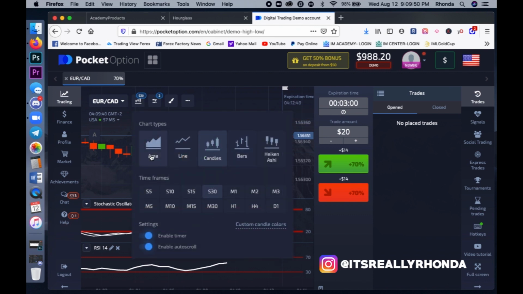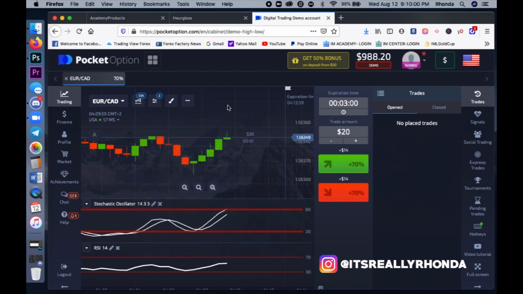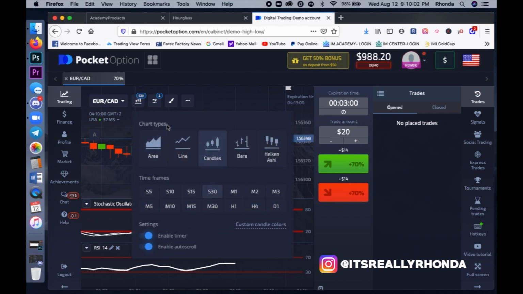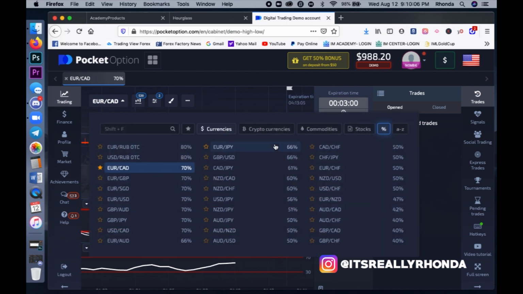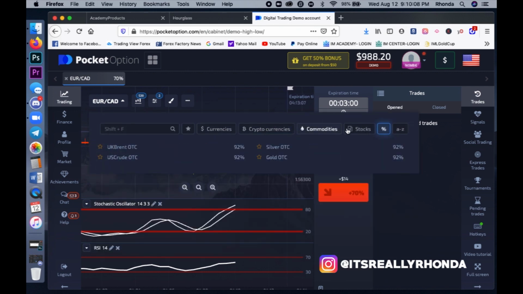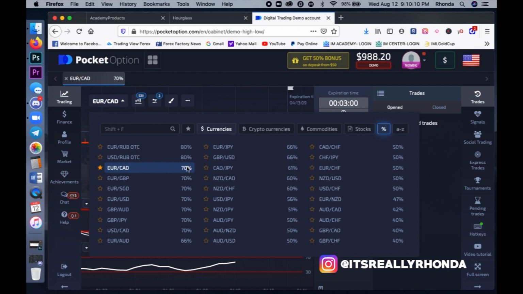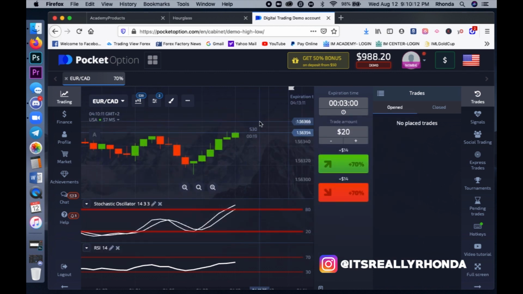Okay. Right here, you can change from area, line, candles, bars, or Heikin-Ashi candles. Right here is your time frames: seconds, minutes, and hours. Okay, so you just click this right here. That's going to give you everything you need. You click here, it's going to give you all your pairs. You can do currencies, cryptocurrencies, commodities, stock, and we're going to be just using regular currencies today.